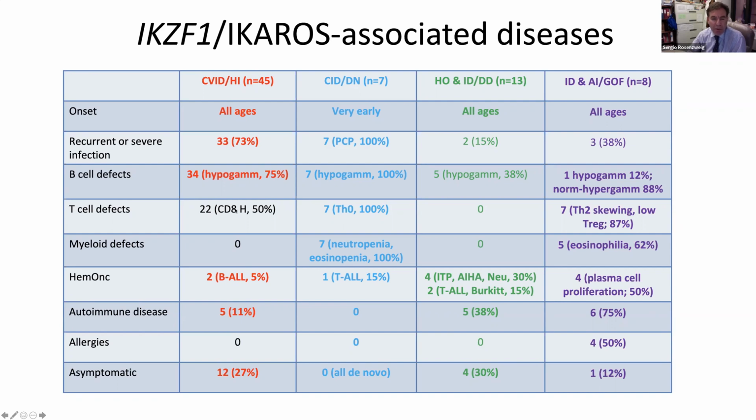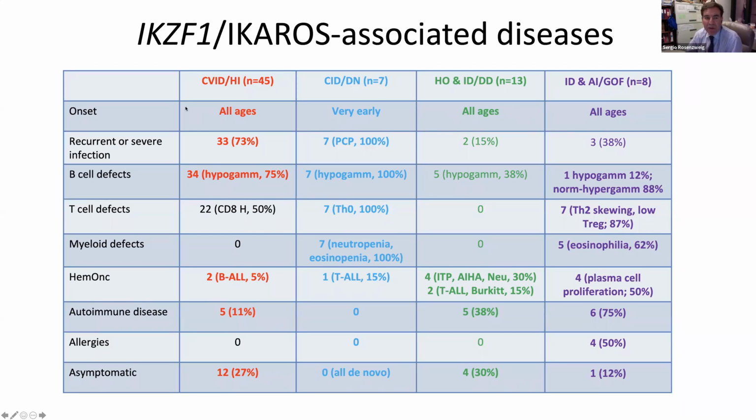T-cell defects were mostly high CD8s, but there was not a very strong clinical phenotype associated with it. B-cell cancers were seen in those patients. Autoimmune disease was seen in 5 out of 45, and 1/3 of the patients were asymptomatic. Let's go to this one, the most severe form, that is the dominant negative.